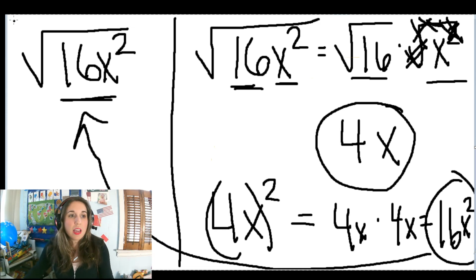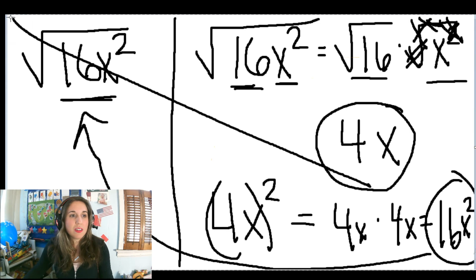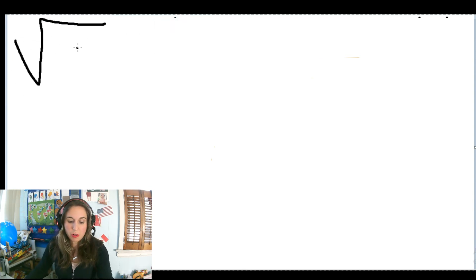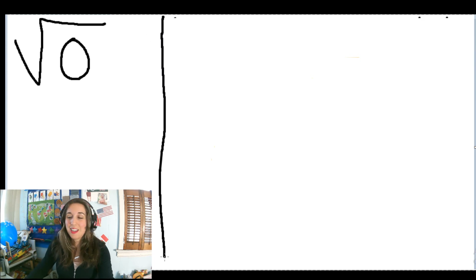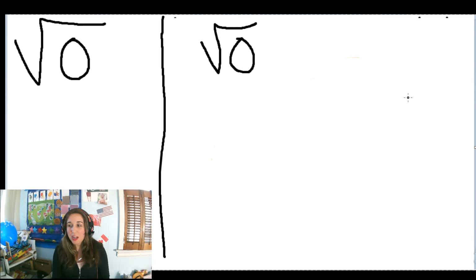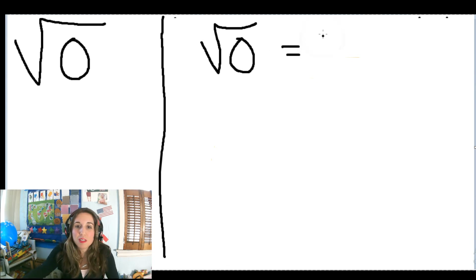So now let's look at another really important example. What if I asked you, what is the square root of 0? Well, guys, I'm basically asking you what did I take 2 copies of and multiply together to give me 0? Well, of course, it's 0.